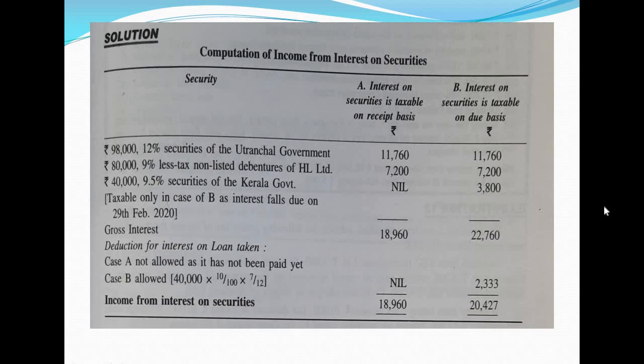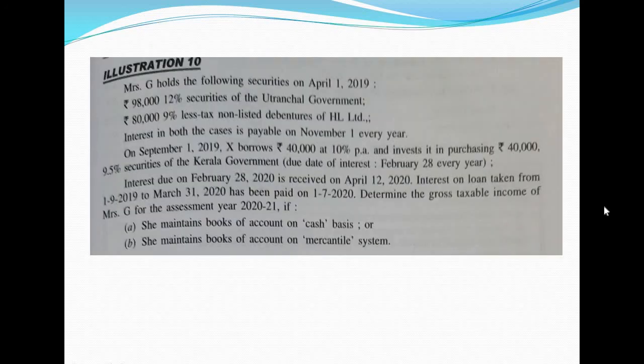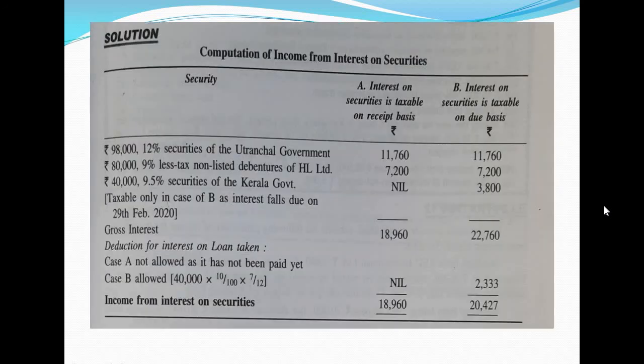Then deduction of interest on loan taken. Remember, for the first case, let us look at the problem again. For the first case, we know that the interest on loan taken from 1/9/2019 to March 31st, 2020 has been paid on 1/7/2020. So the interest on loan has been paid after the current previous year. Under the cash basis, as I've told you, it will be recorded only if the actual payment has been made. But under accrual basis, since it is related to the current previous year, it has to be recorded. So that is why under the first case it is not allowed, because the actual payment has not been made. So it will be nil regarding the interest on loan taken.